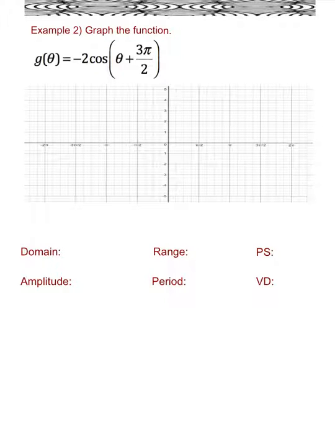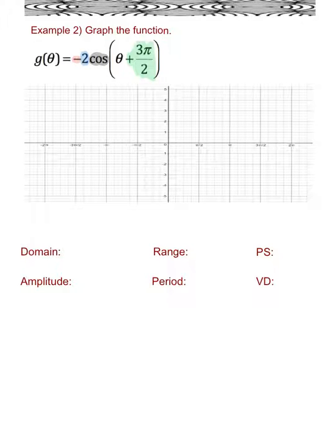So here I'm asked to graph the function g of theta equals -2 cosine of theta plus 3 pi over 2. So I've got a couple of things going on. First, I have a reflection about the x-axis with the negative out front. I've got an amplitude change to 2. And then I have a phase shift to the left 3 pi over 2 units. And of course, my parent function is cosine.